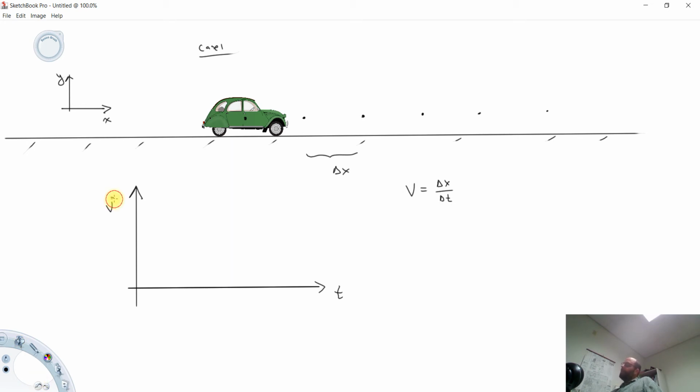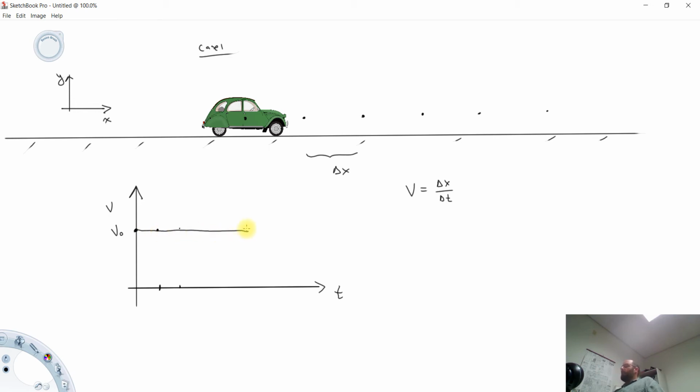So if we were to plot the velocity of the car against time, it's a pretty boring graph. The car is moving at some value. It doesn't matter what it is. I'm just going to put that here. Maybe it's 2 meters per second, maybe it's 7, it does not matter. I'm just going to put the initial here. And then a second later, the velocity is the same. And then a second later, the velocity is the same. So we're going to get a graph that looks like this.